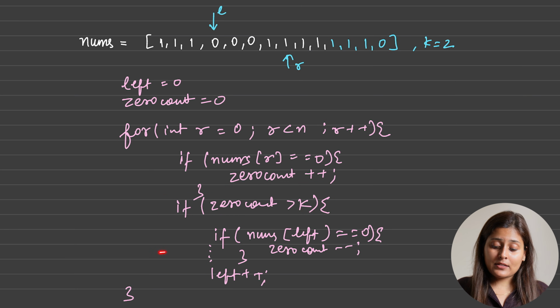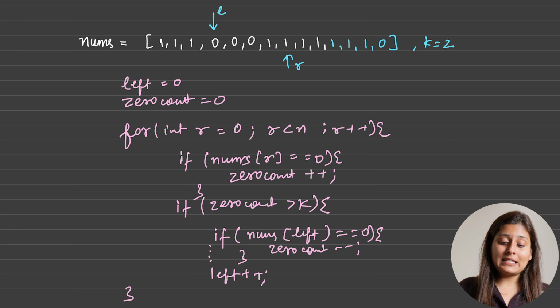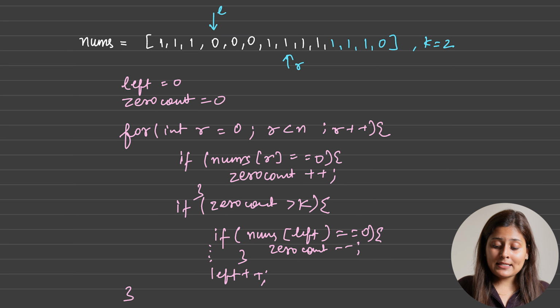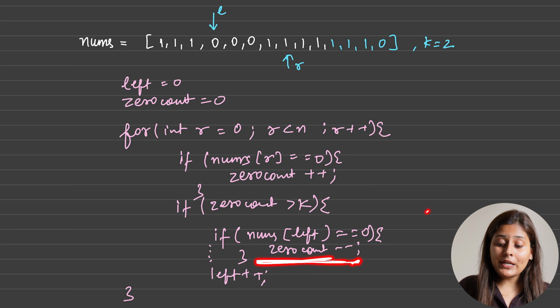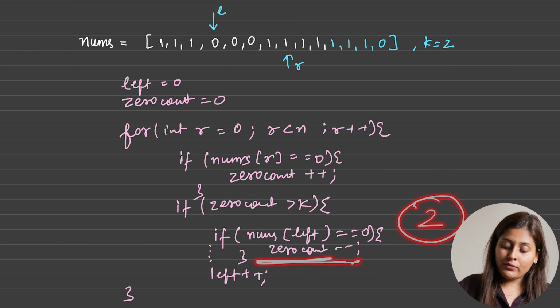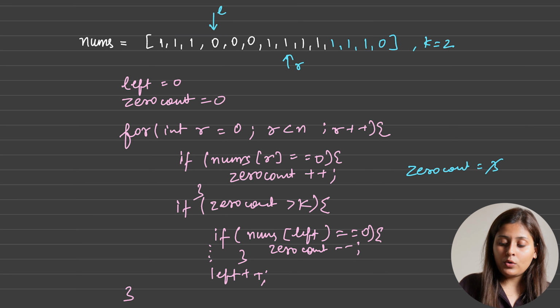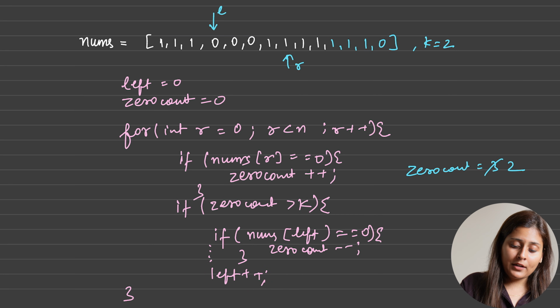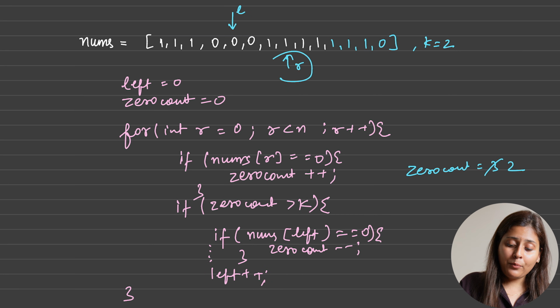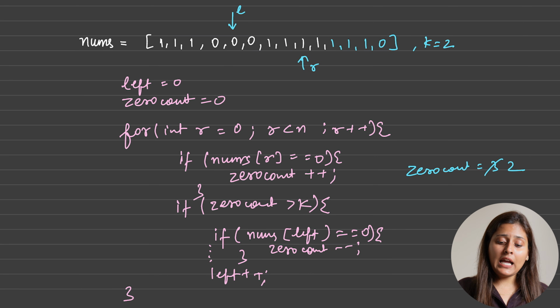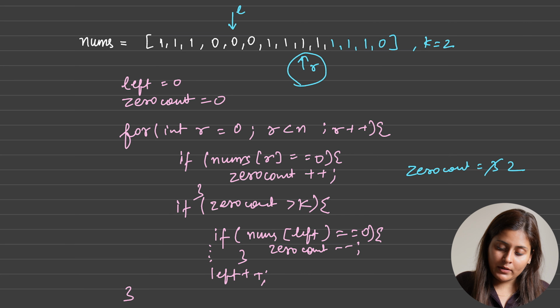Now inside this, along with moving, we will check if nums of left is equal to 0. So we found that yes, it is equal to 0. So next time the 0 count will become 2 instead of 3. Correct. So let's write somewhere here that the 0 count will become 2 now instead of 3. Correct. And again we will do this left plus plus. So this left pointer will move ahead. And now again the right pointer will move ahead. Until now, sorry, I think I missed one more case. So we will move here.